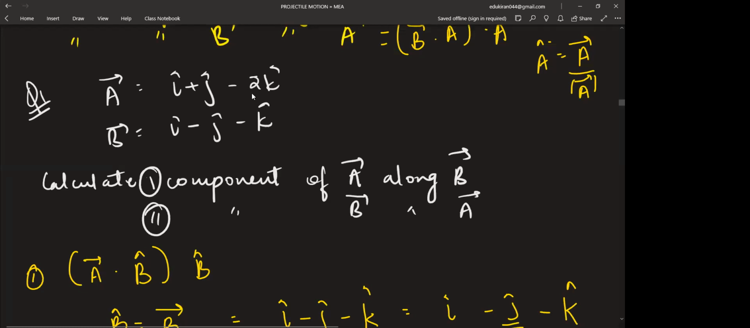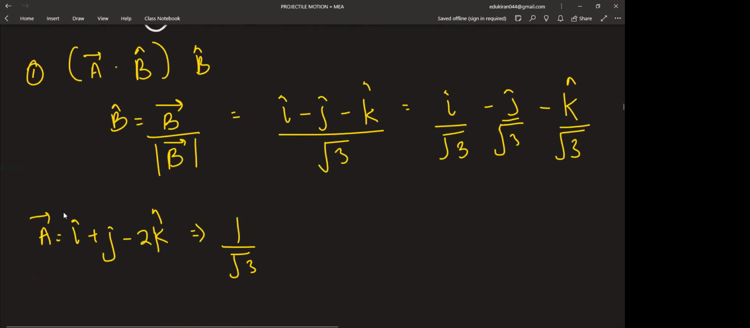No, but we are calculating it for the B vector. You're asking for this. Are you saying that this is 4 plus 1 plus 1? We are calculating B cap. So that's why I had taken I cap minus j cap minus k cap. Now this is vector A. Now we are multiplying these two.